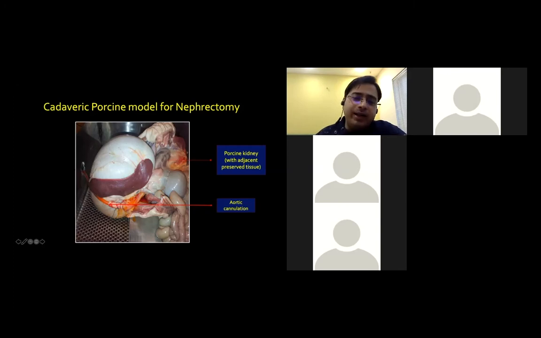Or you can deliberately cut a vessel and then try to achieve control of that vessel. So these are different simulations that you can practice. A conventional nephrectomy can always be practiced in this particular situation.